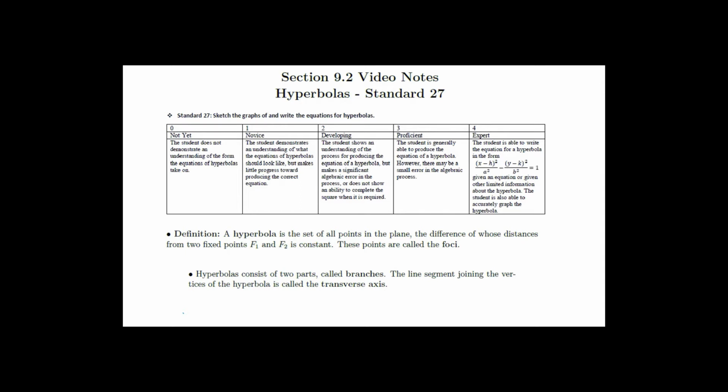So we're looking for all points where if you take the difference between the distances from the point to these two fixed points, then that difference is constant. And remember that you call these two fixed points the foci, just like we do in an ellipse. All right, now with hyperbolas, there's always two parts called branches, and if we take the line segment that joins the vertices of the hyperbola, where those branches are crossing our axis, we call that the transverse axis.